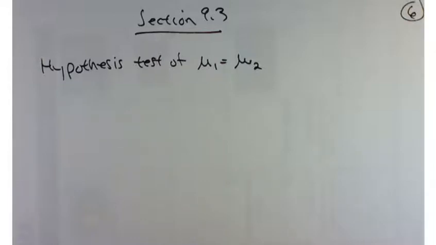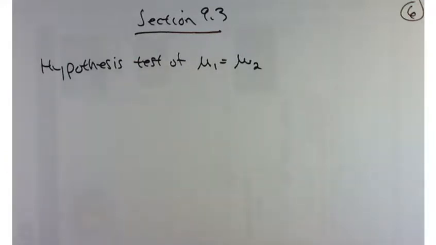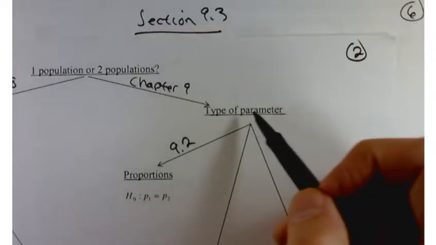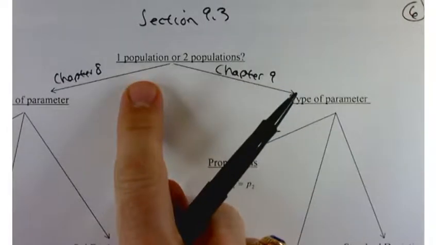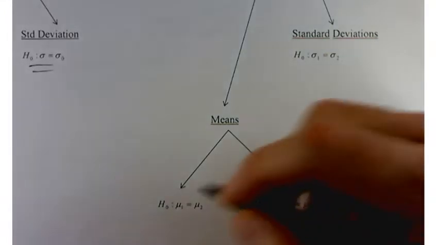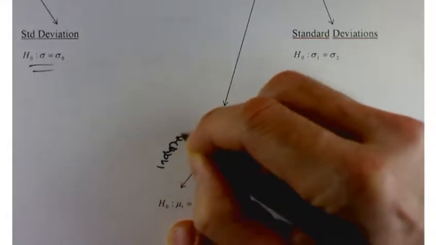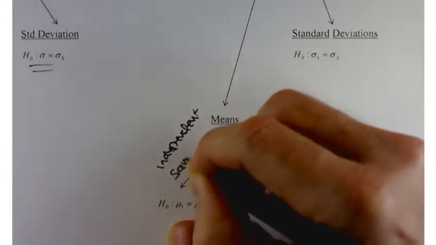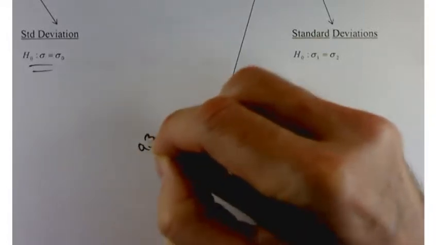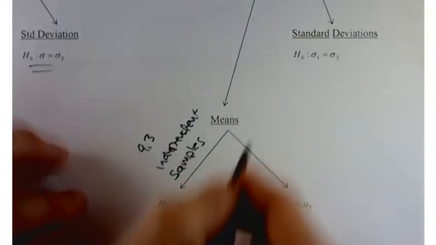In section 9.3, we're going to do the first of two different types of hypothesis tests for two population means. We're going to do what's called the independent samples test. If you're following along on your chart, you decide, okay, I've got two populations, I'm going to test a mean, and then you still have one more decision to go: are you testing with independent samples, and that's section 9.3, or dependent samples, and that's section 9.4.